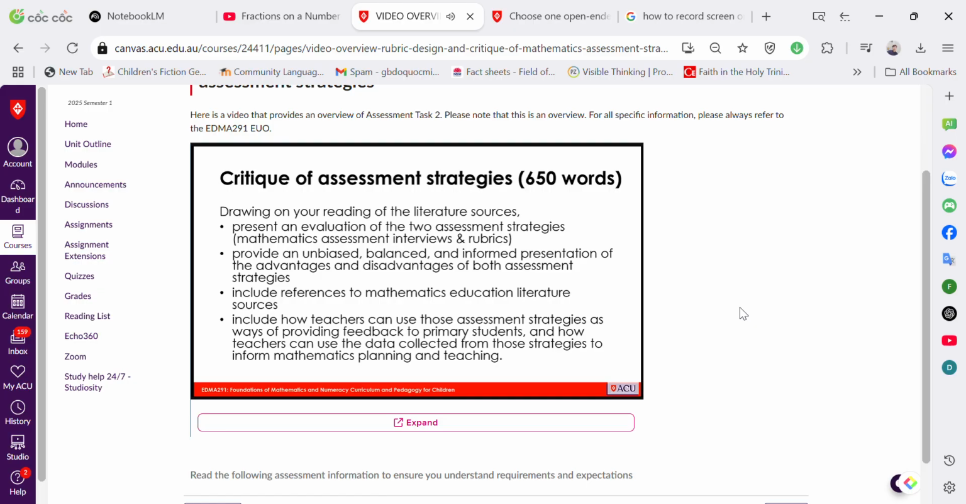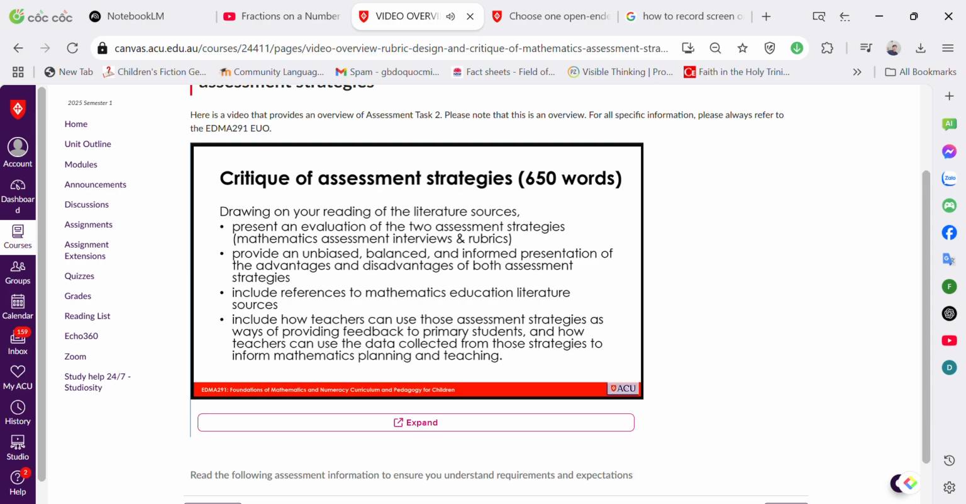You're going to present an evaluation of those two assessment strategies, assessment interviews and rubrics. You're going to provide an unbiased, balanced, and informed presentation of the advantages and the disadvantages of both of those strategies, as informed by your reading of the literature. You're going to include references to maths education literature, of course, because you're, in a sense, presenting like a little mini literature review of those critiques.